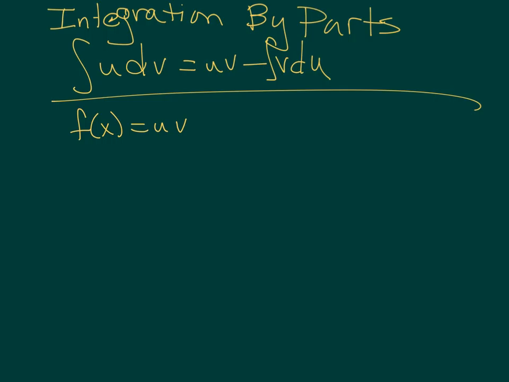So we're going to start to prove the integration by parts formula, starting with f of x equals u times v. We're going to take the derivative, but it's a product, so we're going to use the product rule. So derivative of the first, we're differentiating with respect to x, so there you go. Leave the second alone, add on, leave the first alone, and take the derivative of the second.